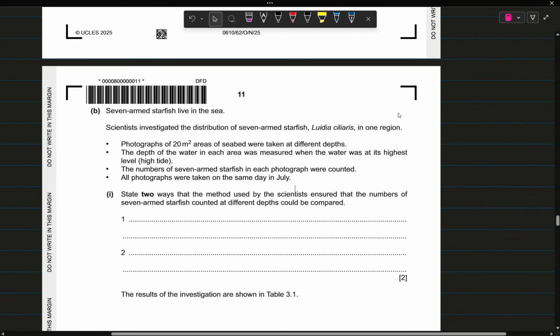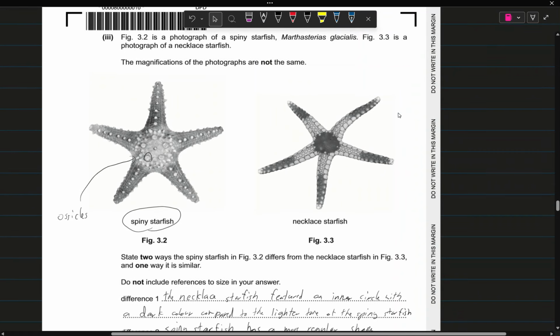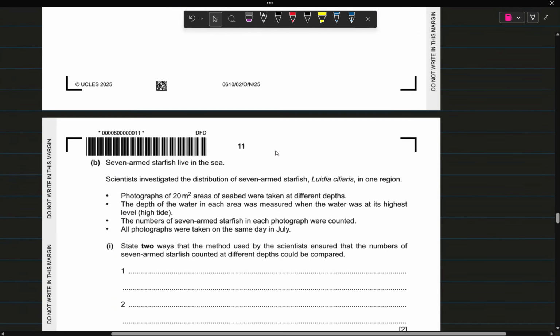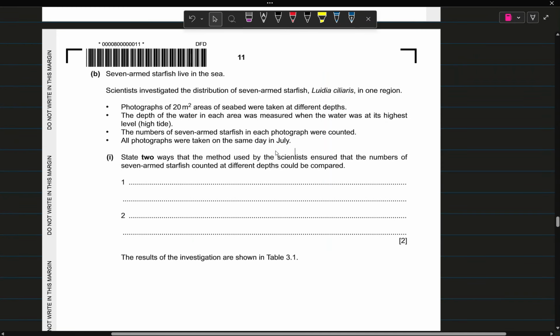Alright, so here we have part B. Seven-armed starfish live in the sea. Scientists investigated the distribution of seven-armed starfish in one region. Now, what we were drawing and comparing was a five-armed starfish, so this question is about a seven-armed starfish. Photographs of 20 meters squared areas of seabed were taken at different depths. The depth of the water in each area was measured when the water was at its highest level. The numbers of seven-armed starfish in each photograph were counted, and all photographs were taken on the same day of July.